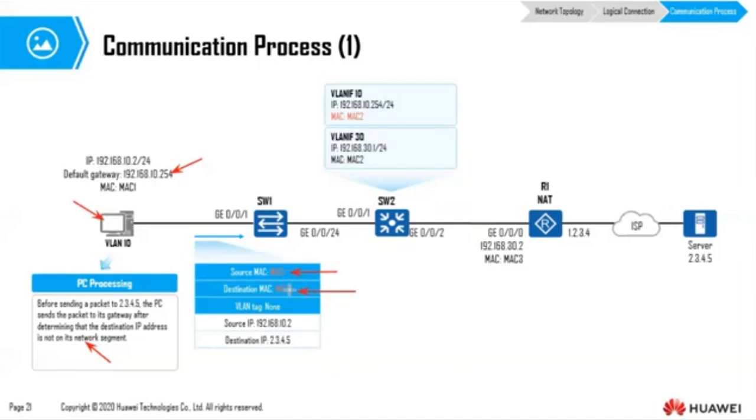Destination MAC address of the gateway. VLAN tag at this point? No VLAN tag, right? Source IP address of PC1. Destination IP address of the what? Server.